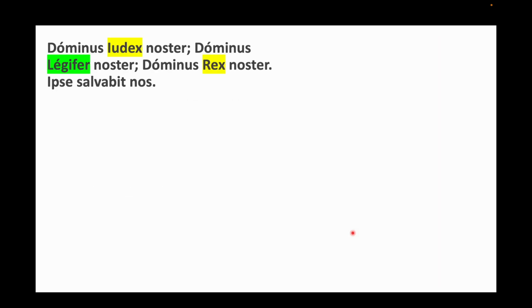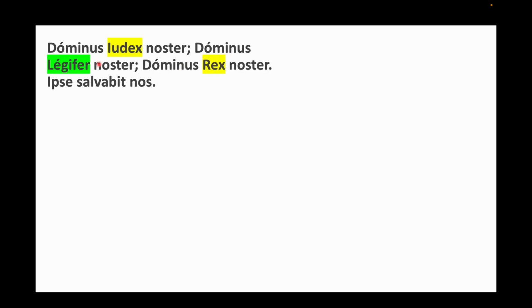So here we go. Here's an example. Dominus iudex noster, dominus legifer noster, dominus rex noster, ipse salvabit nos. Iudex and rex are nouns, right? And they're in the nominative case. This means dominus, the Lord, in the nominative case. Iudex in the nominative case. Noster, our, in the nominative case. This means the Lord is our judge. The Lord is our king.